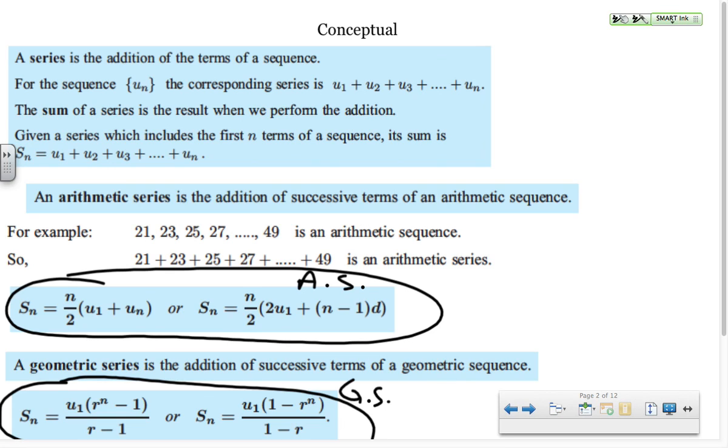Now, the one thing I want to point out is when you are finding a specific term in a sequence, it will be written as a U. If you are looking for a summation or a series, it will be asked for as an S. So if I ask for Sn, I'm asking for the series or the summation. If I ask for a Un, I'm asking for just the term itself. What is the 20th term, the 30th term, whatever. So let's go ahead and look at some examples.